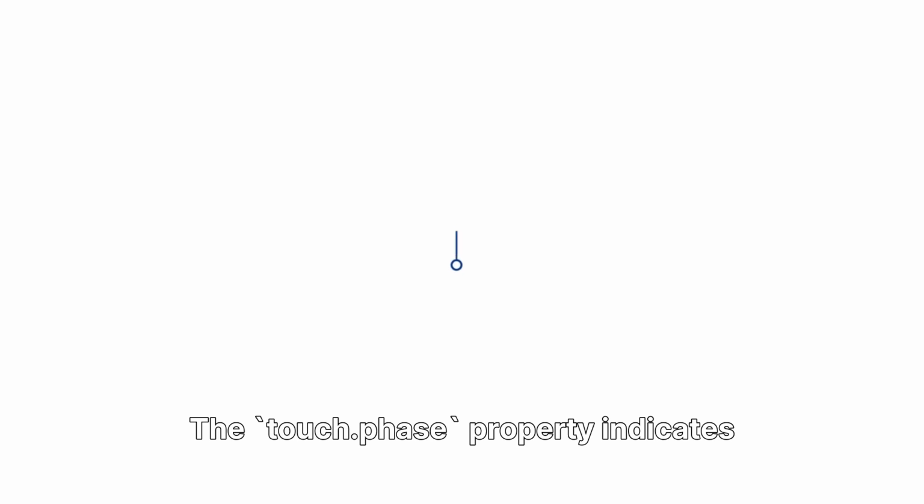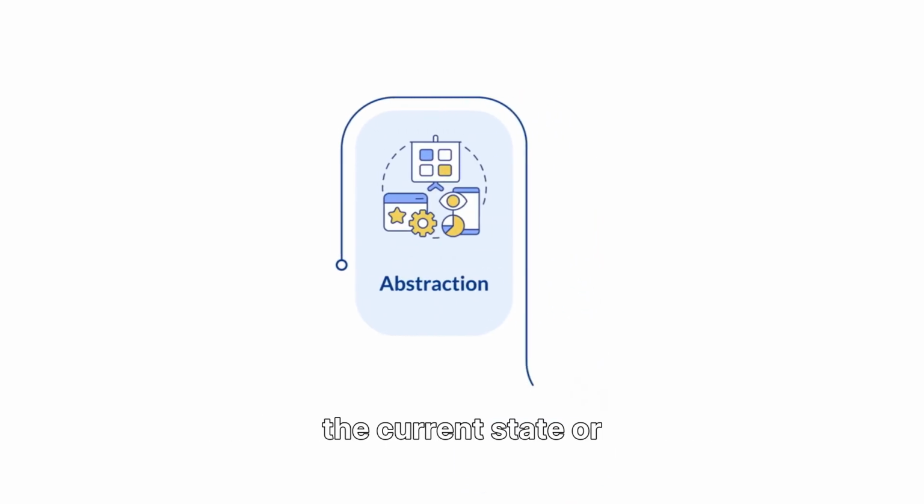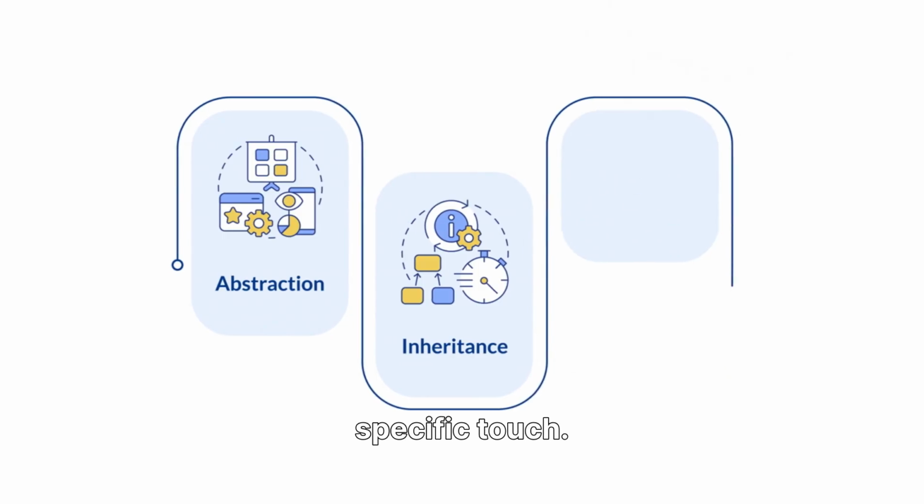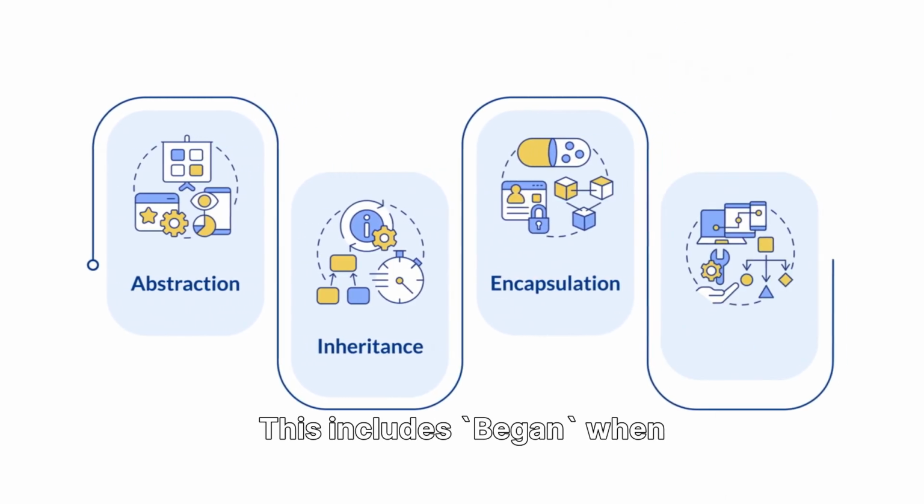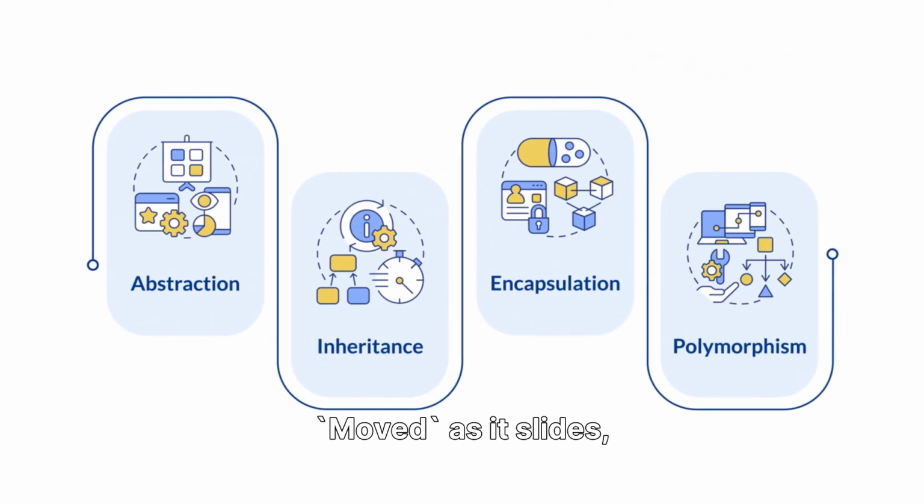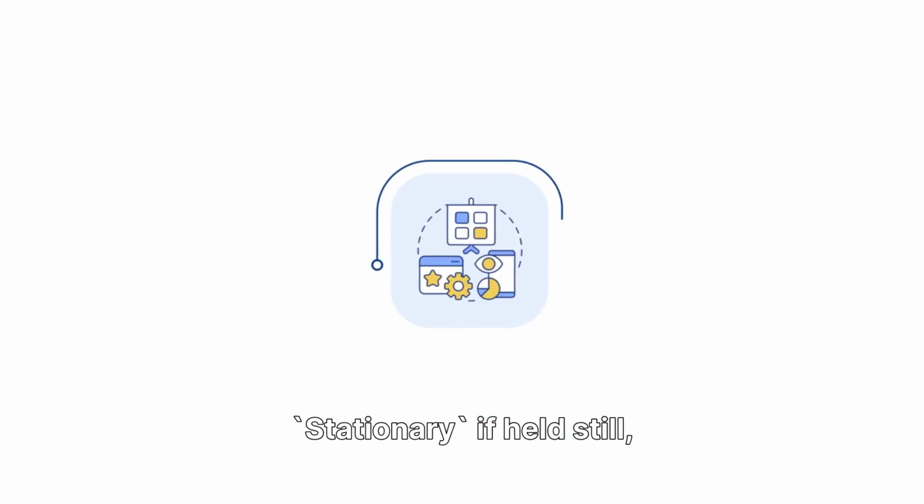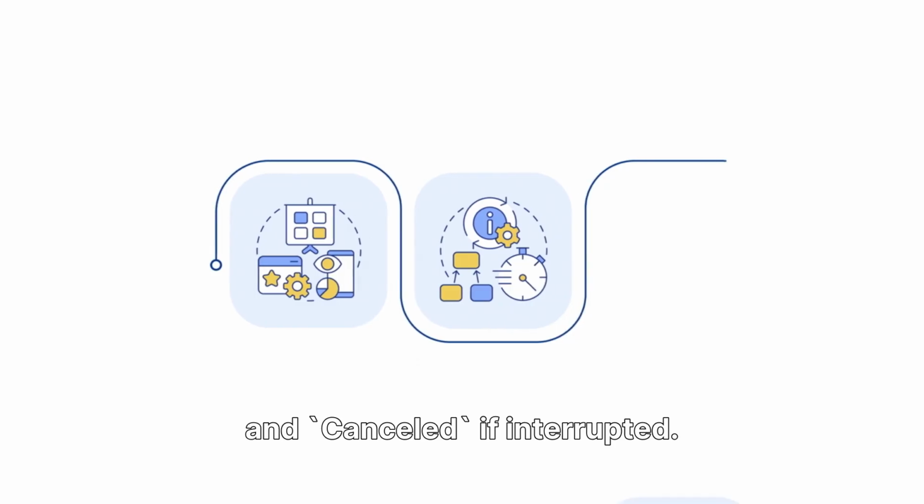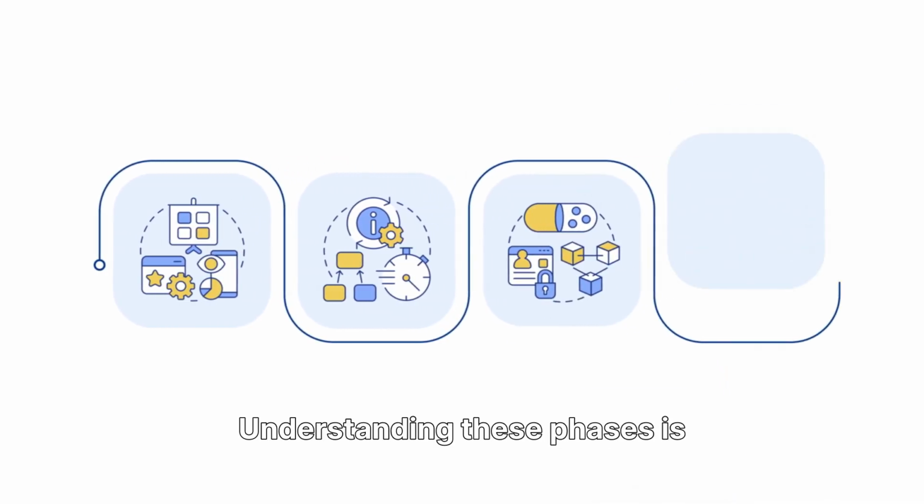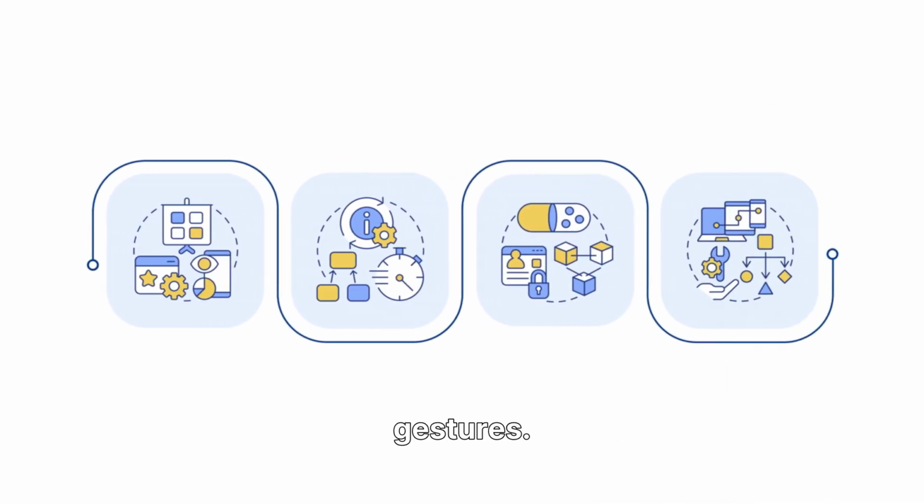The touch.phase property indicates the current state or lifecycle stage of that specific touch. This includes began when the finger first touches, moved as it slides, ended when it lifts, stationary if held still, and canceled if interrupted. Understanding these phases is vital for precise touch gestures.